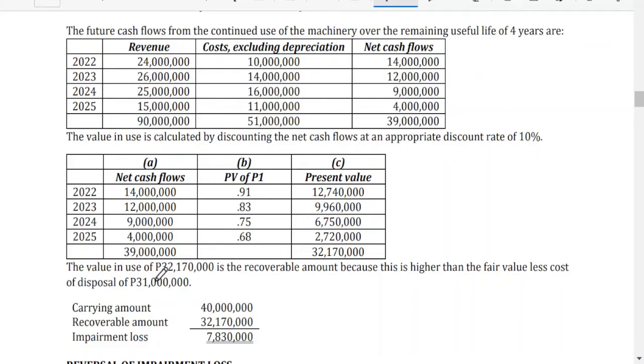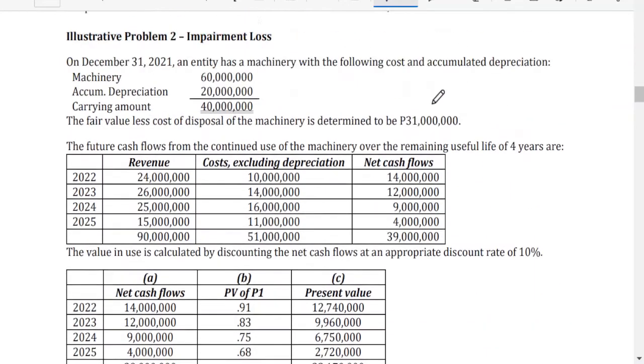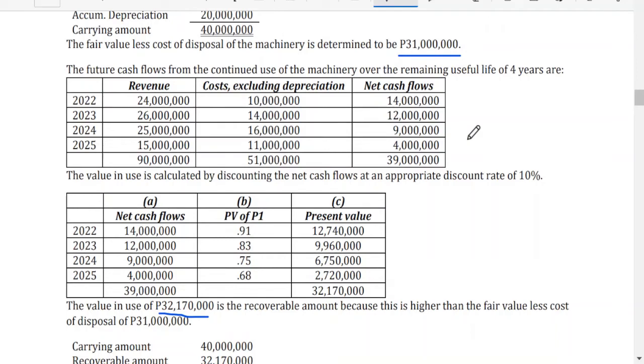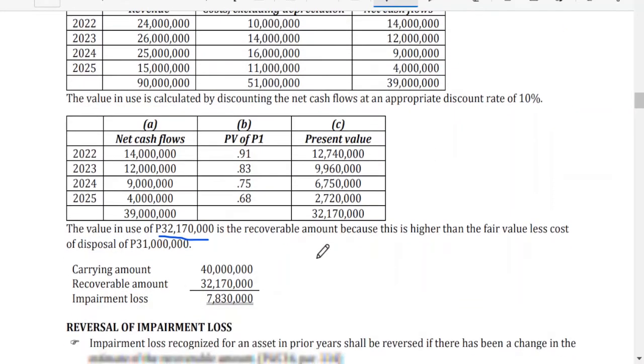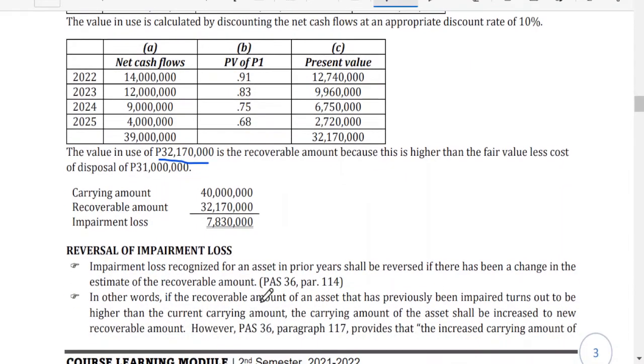So the value in use is 32,170,000, while our fair value less cost of disposal is 31 million. Therefore, the recoverable amount would be 32,170,000 because it is greater than the fair value less cost of disposal of 31 million. So we have to determine if there is impairment. Since the recoverable amount is lesser than the carrying amount, the asset is impaired by 7,830,000.